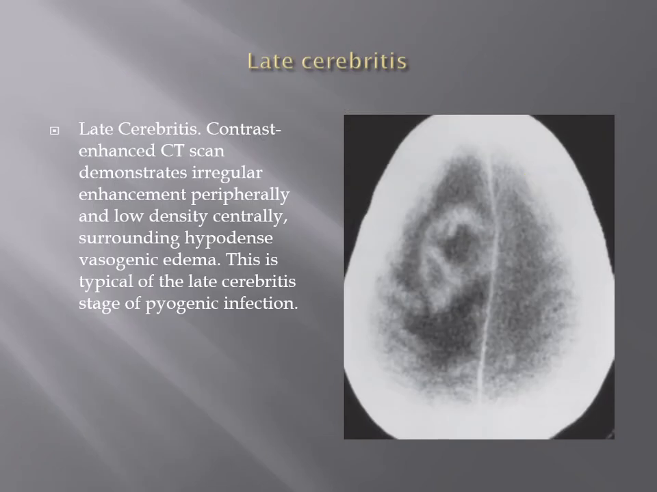Late cerebritis. The contrast enhanced CT scan demonstrates irregular enhancement peripherally and low density centers, with vasogenic edema. This is typical of the late cerebritis stage of pyogenic infection.